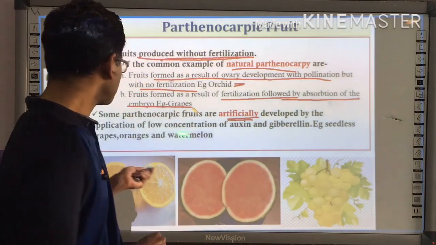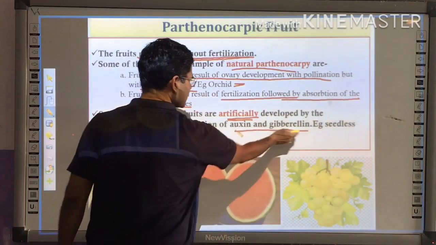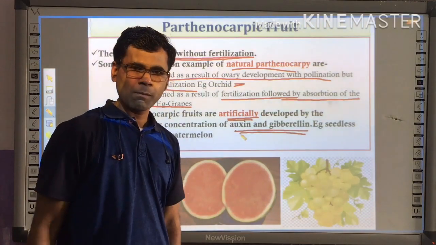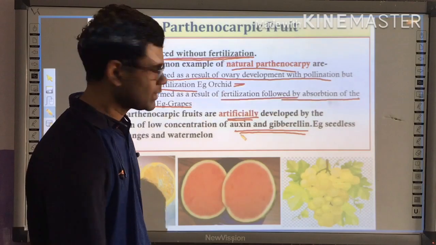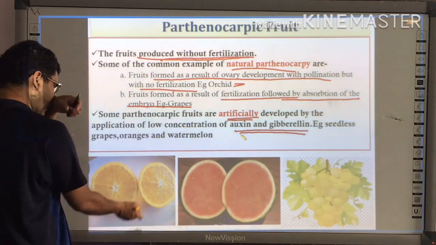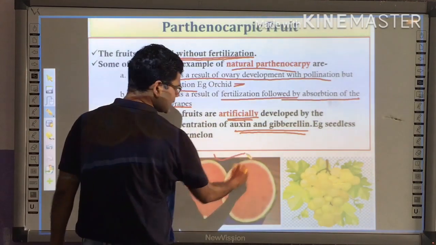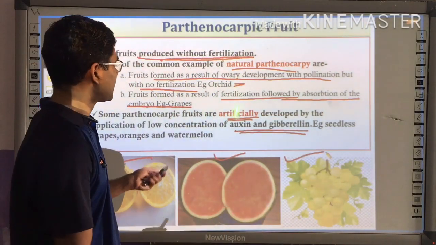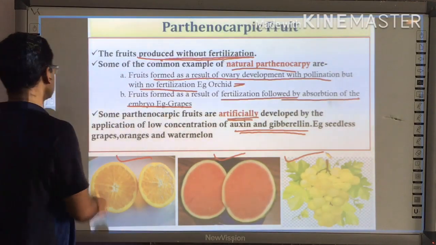While talking about artificial parthenocarpy, here we are performing the same thing by a low concentration of auxin and gibberellin. We are using these two hormones in a low concentration, and this auxin and gibberellin is used for formation of fruit without fertilization. So examples you can see here: seedless oranges, seedless watermelon and grapes. All these are examples of parthenocarpic fruits, that is, the fruits which are formed without fertilization.